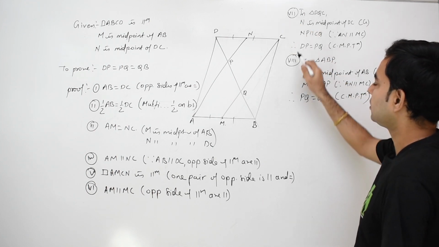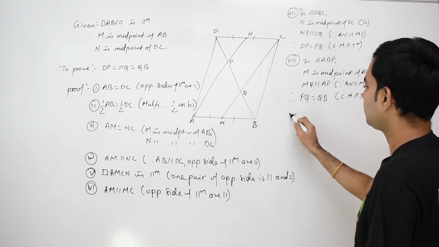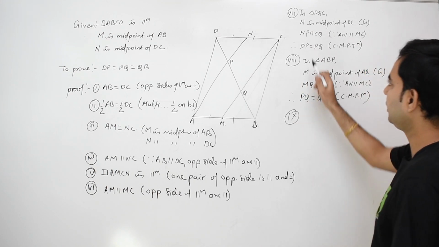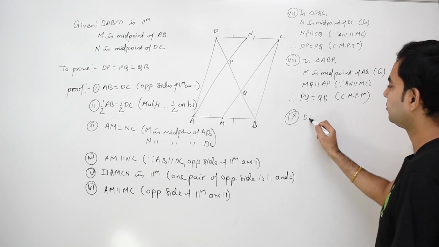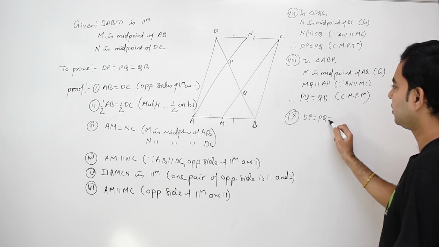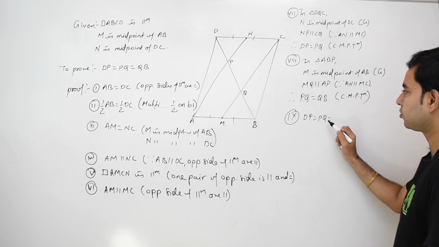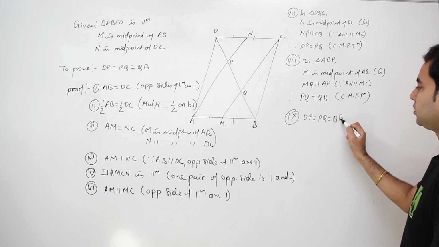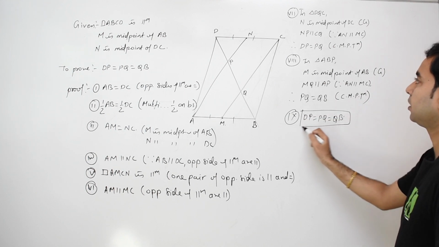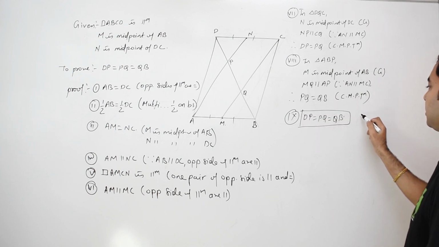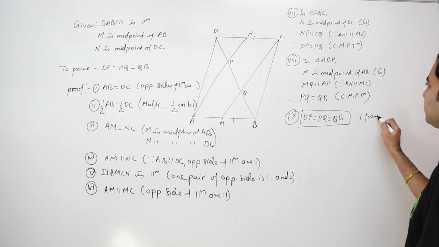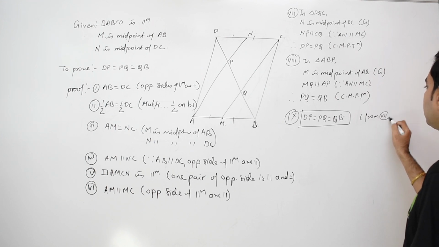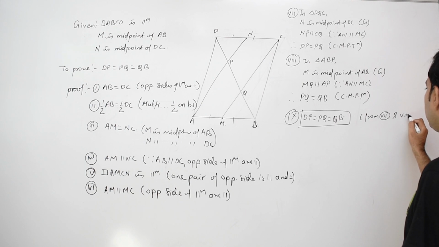अभी from this and this क्या मिलता है हमको 9th point में? DP equal to PQ and PQ equals to QB. So DP is equals to PQ is equals to QB. This is from 7th and 8th.